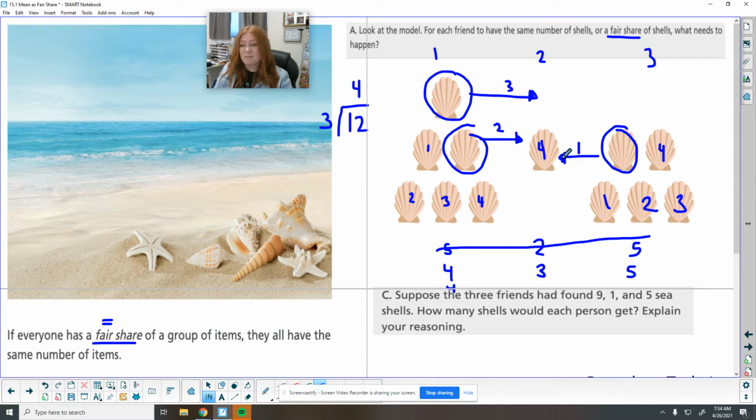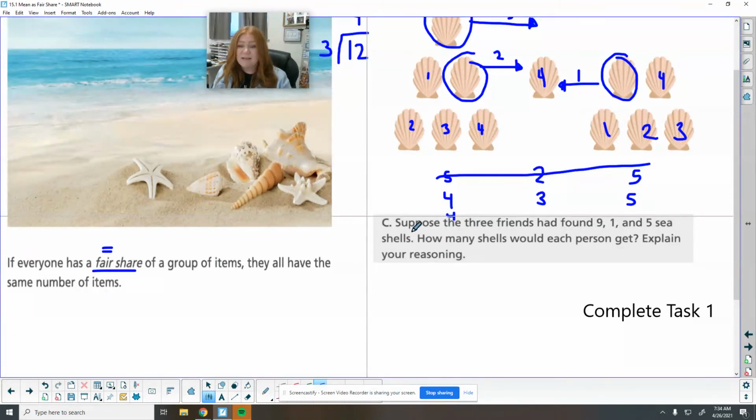So if you can use this model, right, and drag and drop and recreate and just move them around till everybody has the same, then that is your level 1 today. So now let's think about if 3 friends found 9, 1, and 5 shells, how many would each person get? So, right, this person has a lot, so we've got to give some over there and kind of see what happens. So I'm going to start and see how many shells do they have all together.